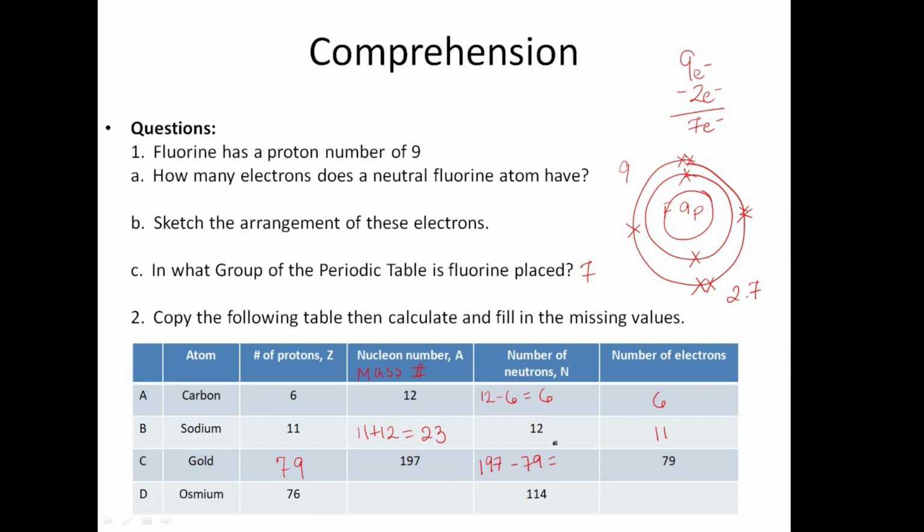Now we have osmium, so we have the number of protons. You could just put it back on the electrons. And then you want to know the nucleon number. You just add the protons plus the neutrons. So 76 plus 114 will be equal to 190. So 190. I hope you got these answers.